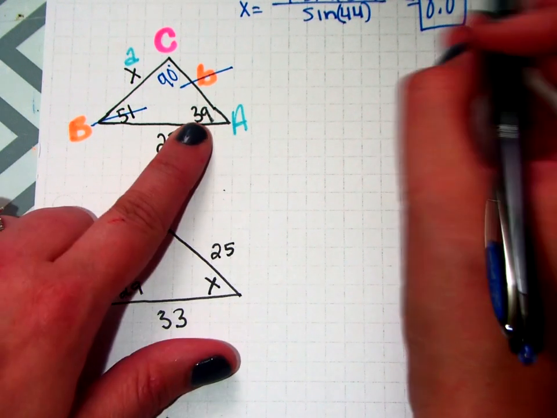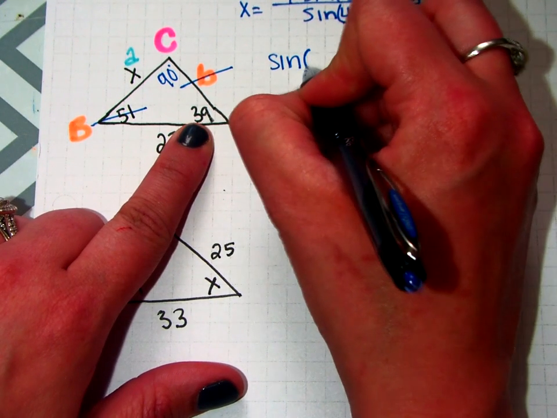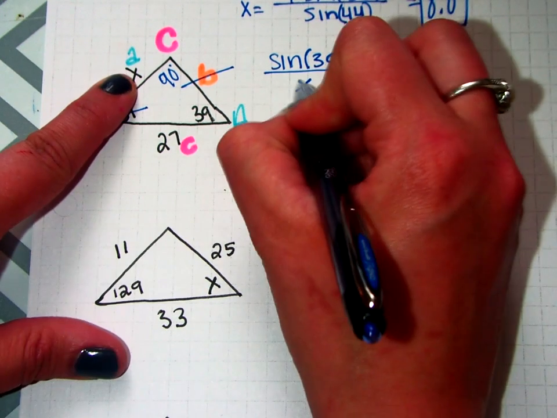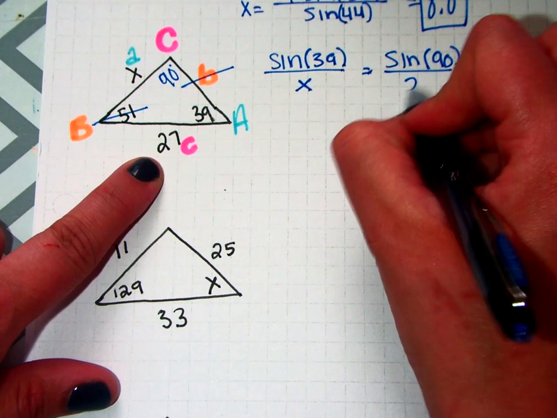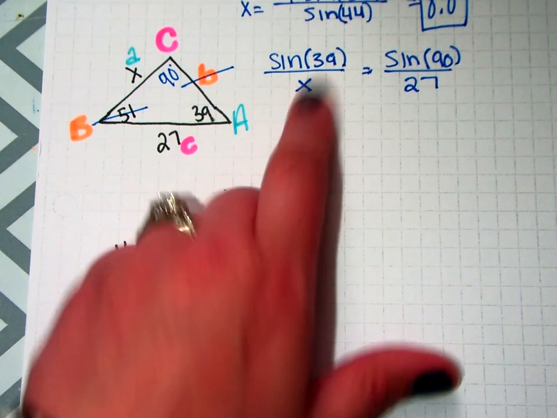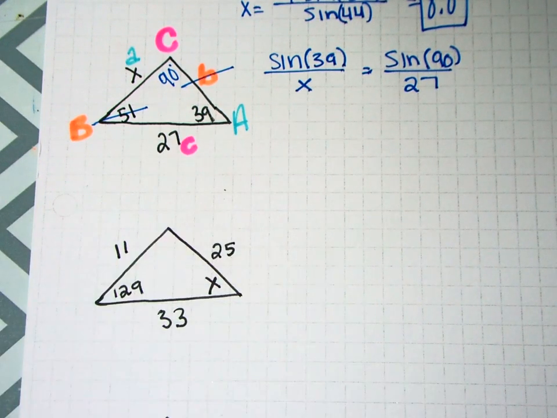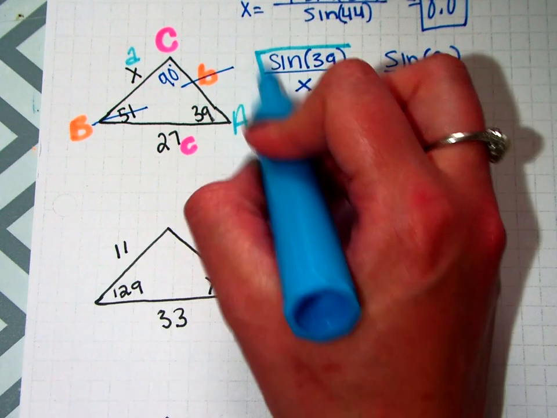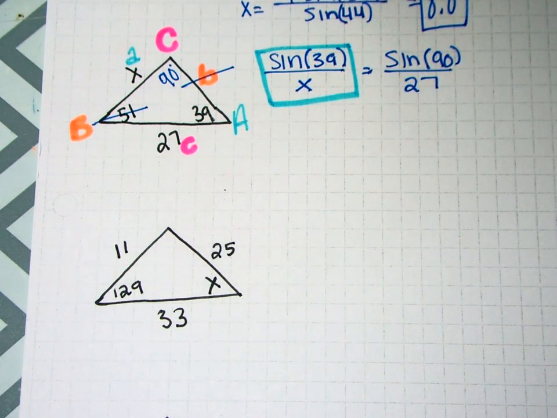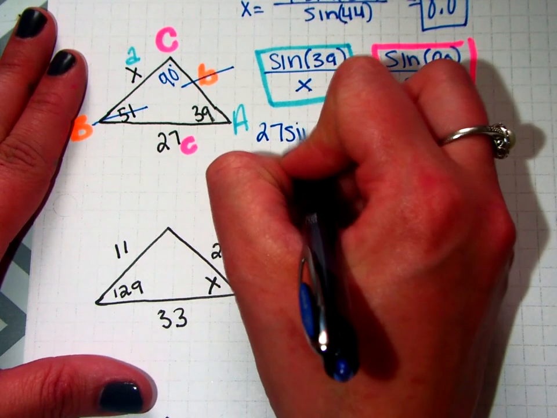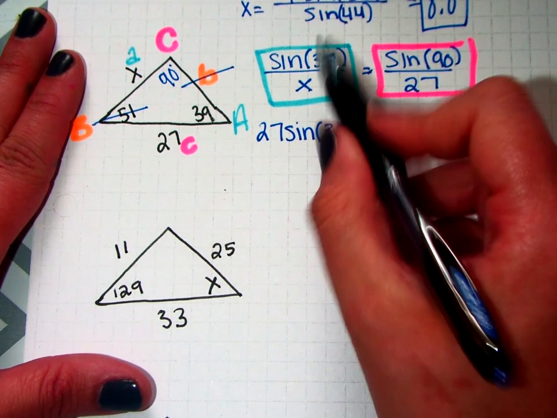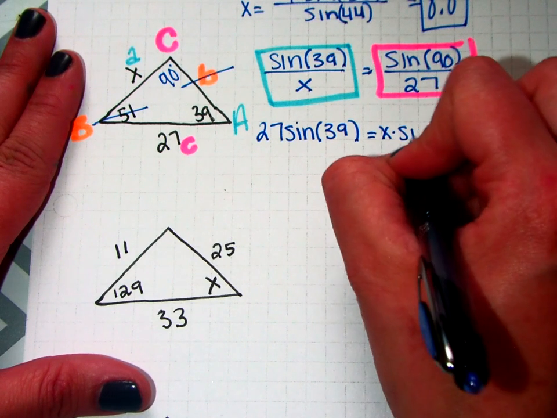So now let's set up our ratio. I have sine of 39 over x equals sine of 90 over 27. So it's sine of the angle over its opposite side equals sine of the angle over opposite side. That is for A, and this next setup is for C. What I'm going to do is cross multiply. So sine of 39 times 27 is just 27 sine of 39. x times sine of 90 is just x times sine of 90.